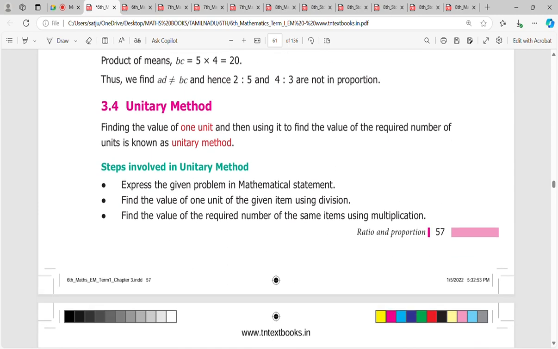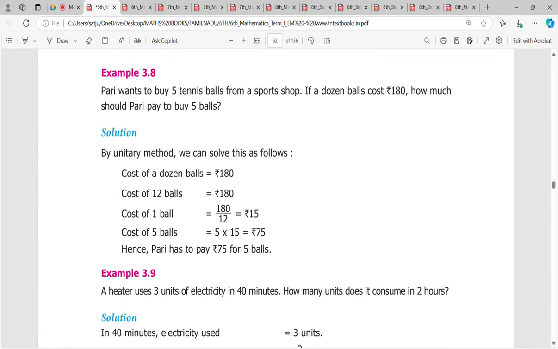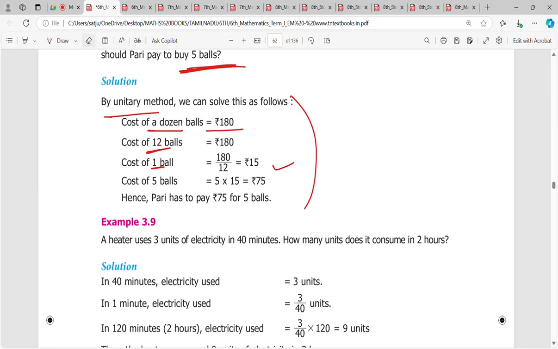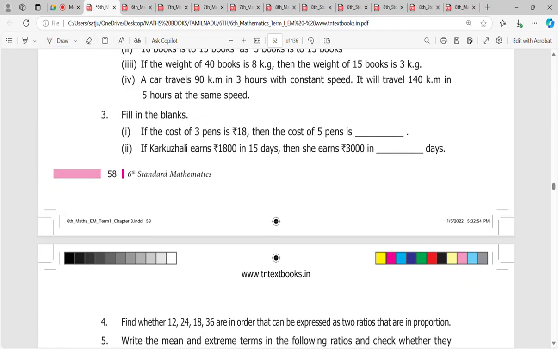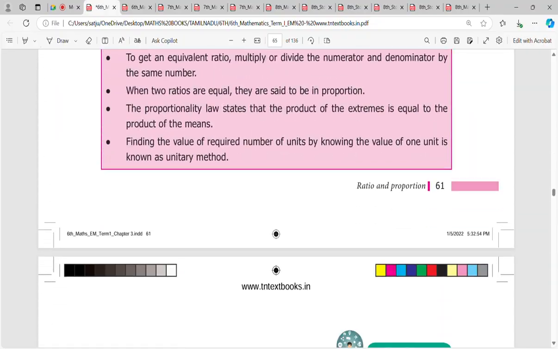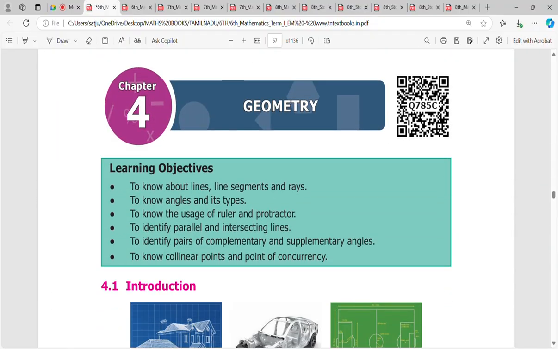Next, the unitary method is simple. Conversion only. Conversion is nothing but the unitary method. The cost of a dozen is 180, and a dozen is nothing but 12. Then finding for 1, you can easily find for the 5 balls. That's it. So this part you can call the unitary method. Okay. Next, not required. Conversion part alone you need to do.